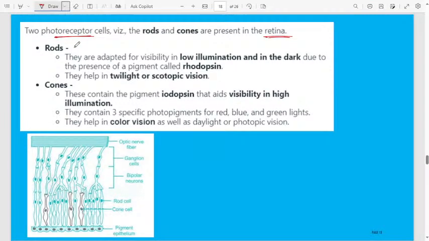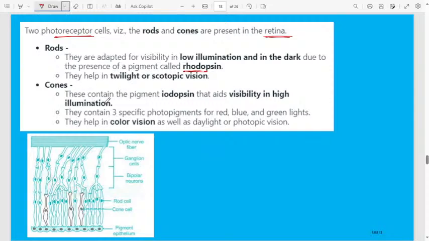Here you can see in the picture, these are cones, these are rods. Rods are adapted for visibility in low illumination and in the dark due to the presence of a pigment called rhodopsin. They help in twilight or scotopic vision.